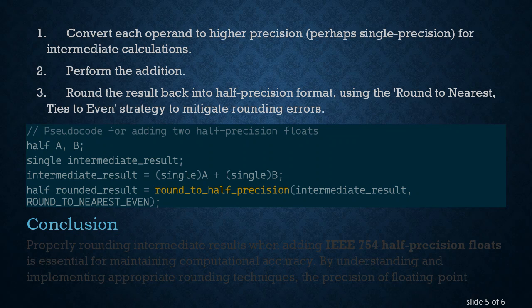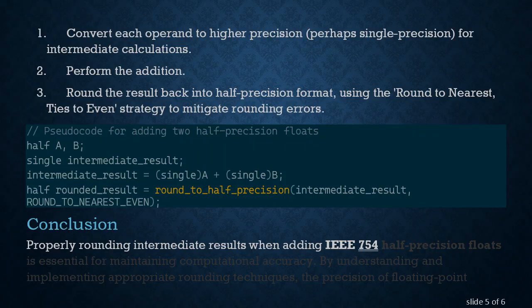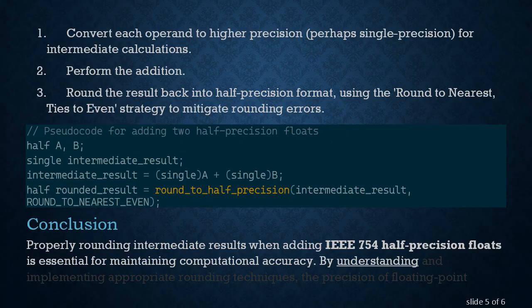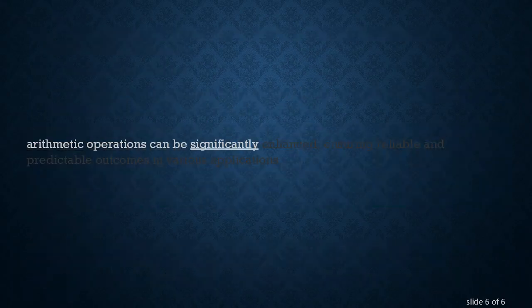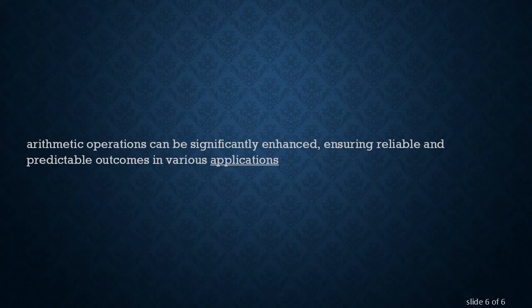Conclusion. Properly rounding intermediate results when adding IEEE 754 half-precision floats is essential for maintaining computational accuracy. By understanding and implementing appropriate rounding techniques, the precision of floating-point arithmetic operations can be significantly enhanced, ensuring reliable and predictable outcomes in various applications.